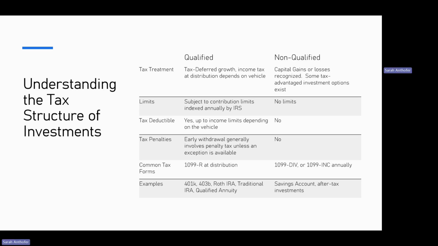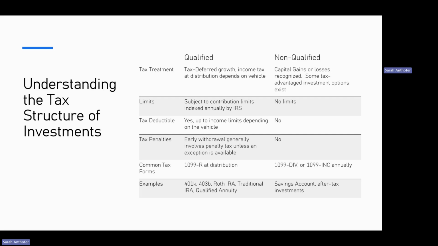Common tax forms. So these are things that you would get once a year. If you take a distribution from a qualified account, you'll get something called a 1099-R. You'll get that at distribution. Interestingly, even if I do a rollover from one qualified account to another qualified account, which wouldn't result in any taxation, I'll still get a 1099-R that will show me that I had a non-taxable event, but you'll still have a 1099-R at any distribution.